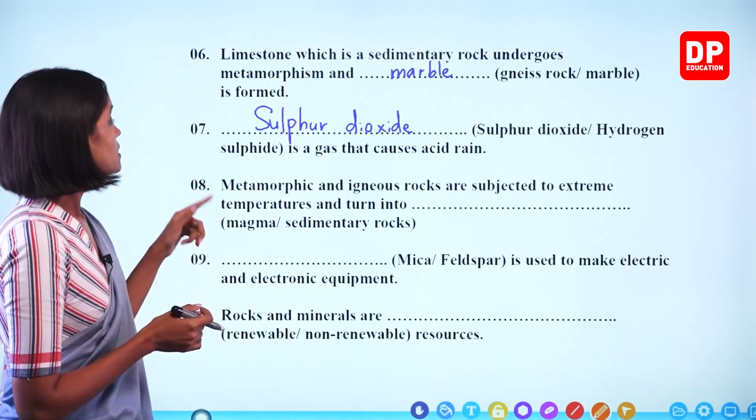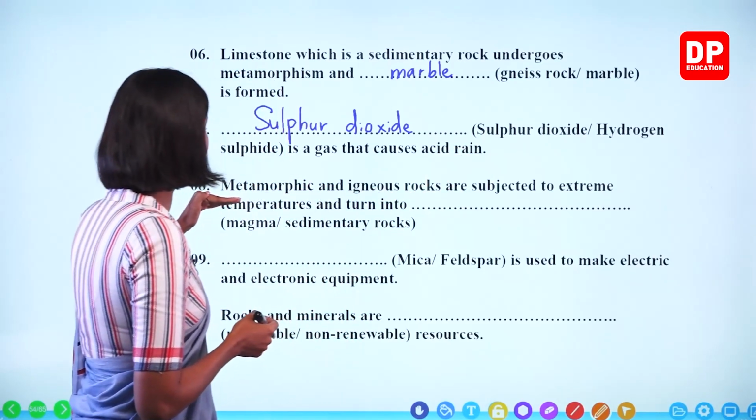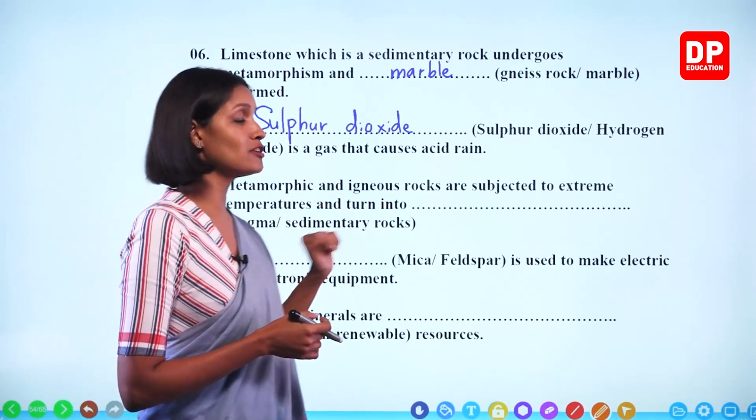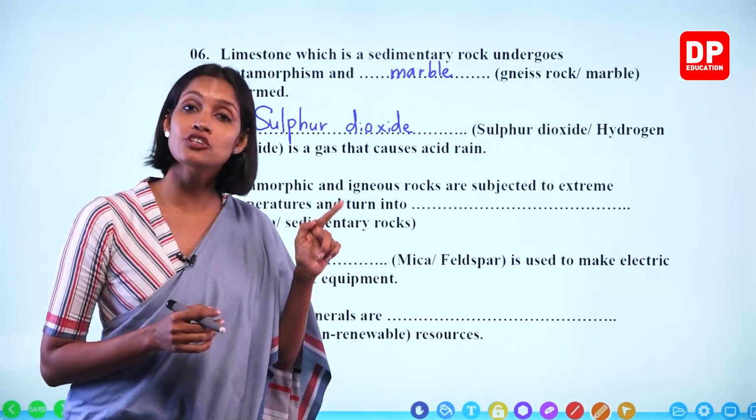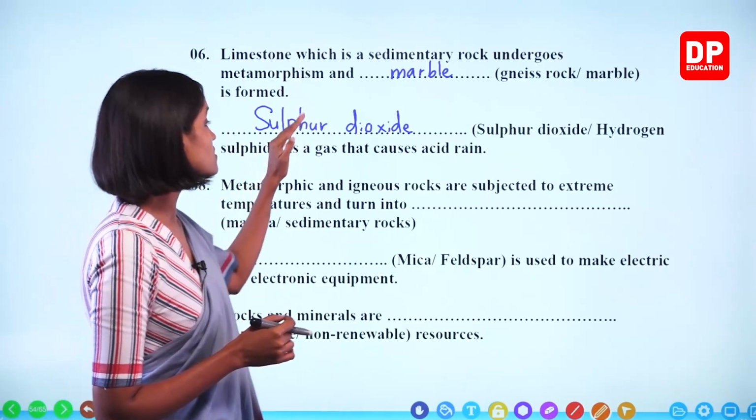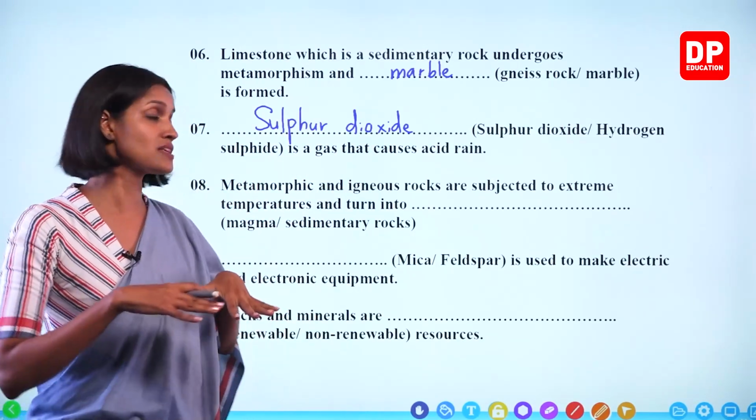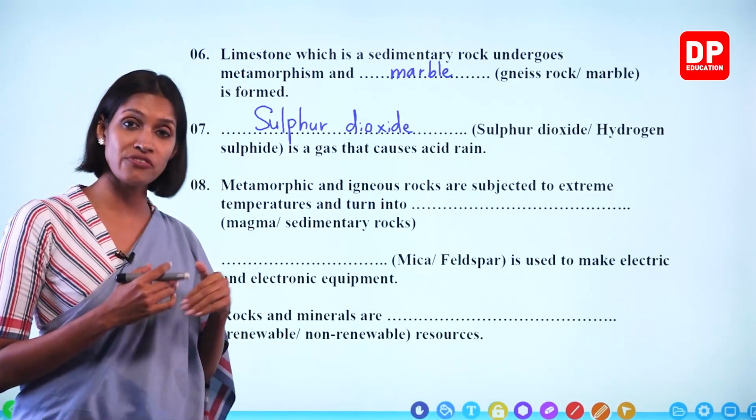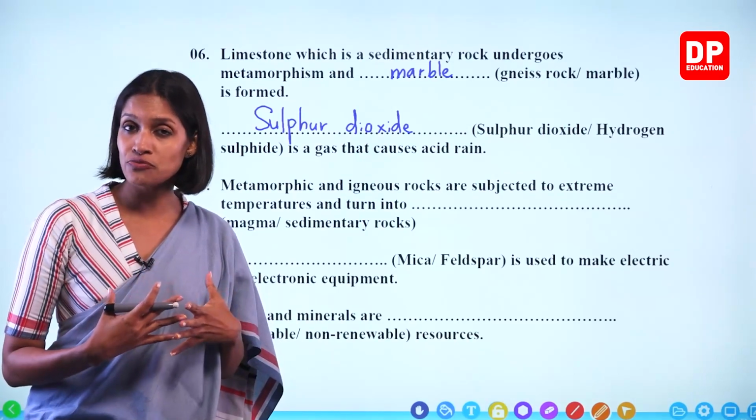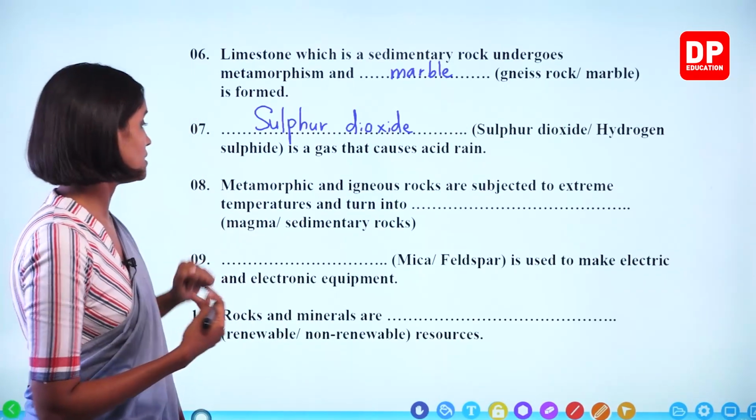Number 8. Metamorphic and igneous rocks are subjected to extreme temperatures and turn into magma or sedimentary rocks. So do you remember in the rock cycle we learned that when metamorphic and igneous rocks are subjected to extreme temperatures, further temperatures are applied on metamorphic rocks specifically, they melt. So when the rocks melt, what is formed?